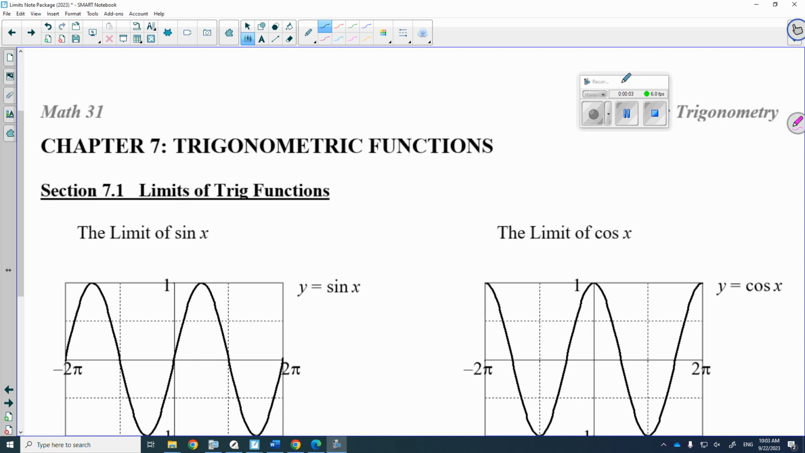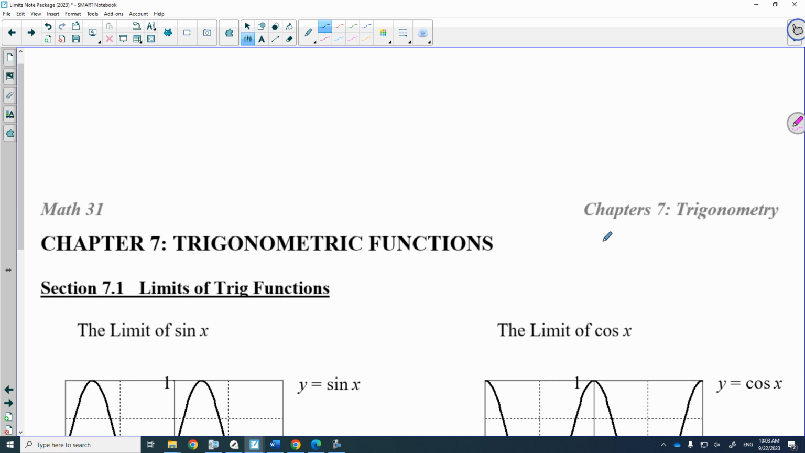Hi, Math 31s. This lesson is going to be on the limit of trig functions, and specifically we're going to be looking at the limit of sine of x and the limit of cos of x. Before we start, though, I want to talk about a couple identities that you need to know from Math 30-1.